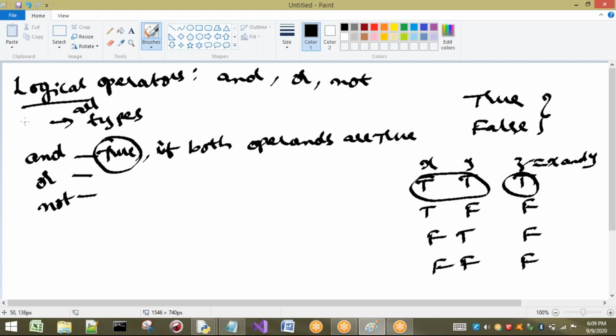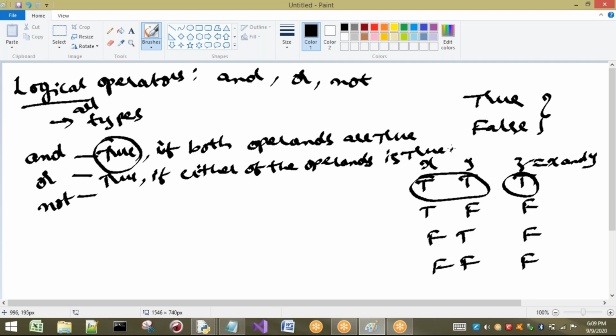Next, OR: it will result true if either of the operands is true. What is the meaning of this? At least if one is true, the answer will be true. For example, Z equal to X OR Y, I am going to consider.